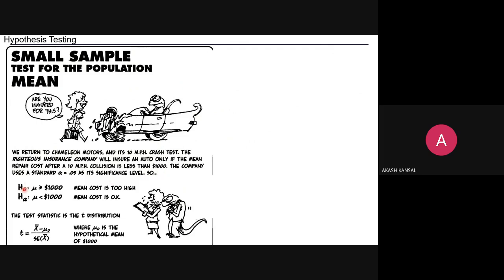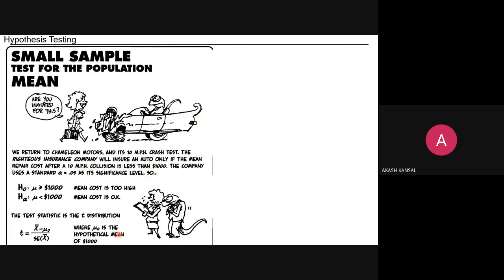So they define a significance level, standard alpha, which is 0.05. Then they declare the null hypothesis, which is mean greater than or equal to 1,000. The alternate would be mean less than 1,000, because this is the favorable one. HA has to be your favorable one. So the mean cost is okay. The test statistic is going to be the t distribution. The reason is that the number of samples is small, because it's a crash test, right? You can't have a big sample for this. So it will be a t distribution.